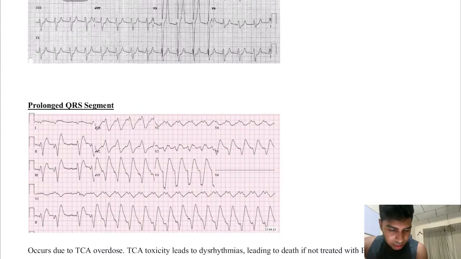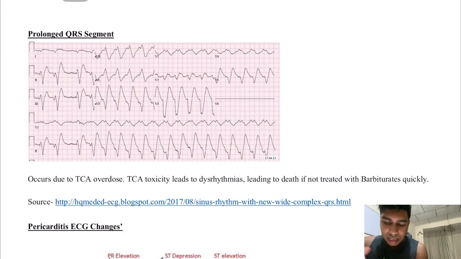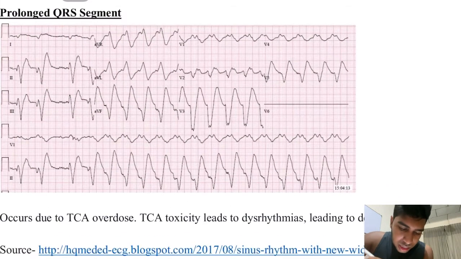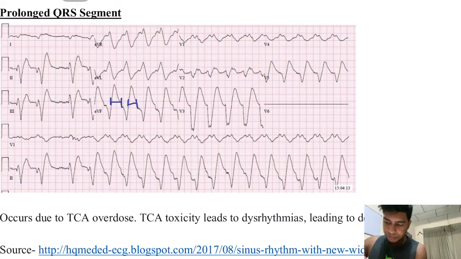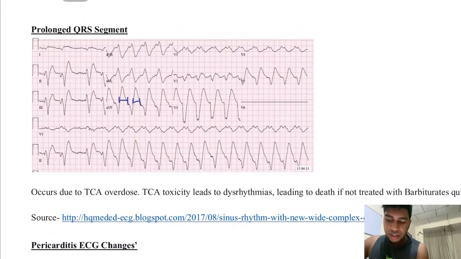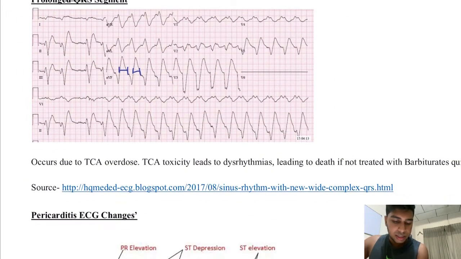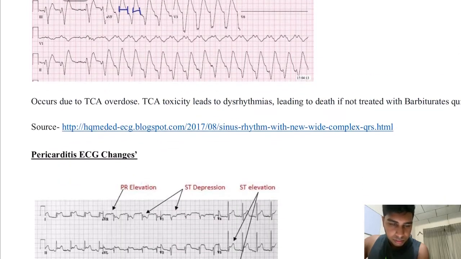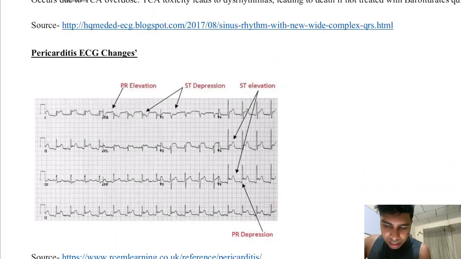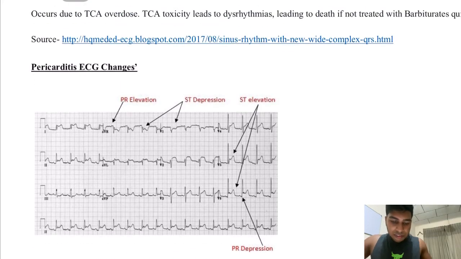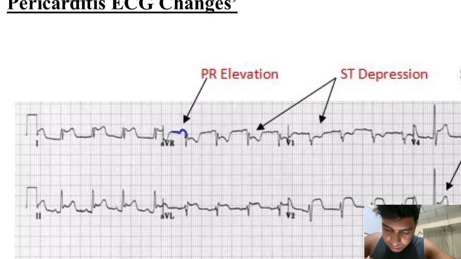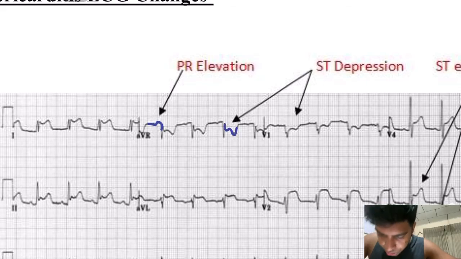Next we have prolonged QRS, which is due to a drug called TCA, which we give to treat psychiatric disorders. You get a prolonged QRS interval. These are things you need to know if you are planning to do USMLE. So next, pericarditis ECG changes. We have PR elevation and ST depression.